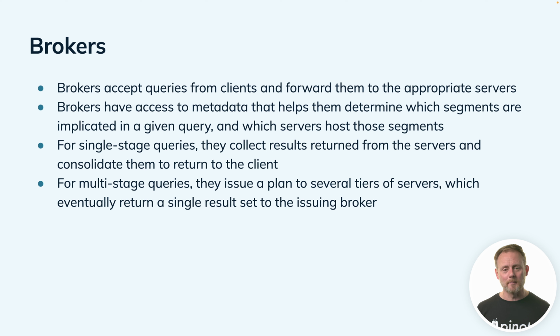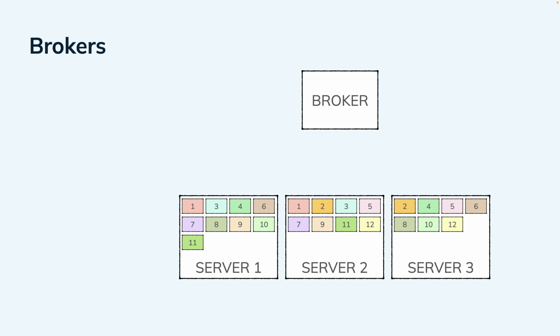But in that case, the broker is creating a plan, distributing it to servers, and one of those servers ends up sending the result set back to the source broker in the end. Visually, you can think of that like this. You've got 3 servers, and they have a bunch of segments on them. A query comes in to the broker. We're going to select star from something because we just want to watch the world burn. Hopefully there's a good where clause there.